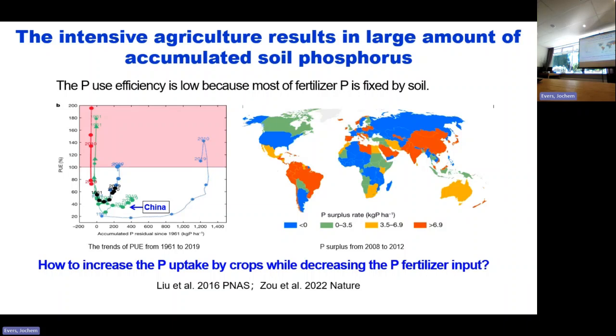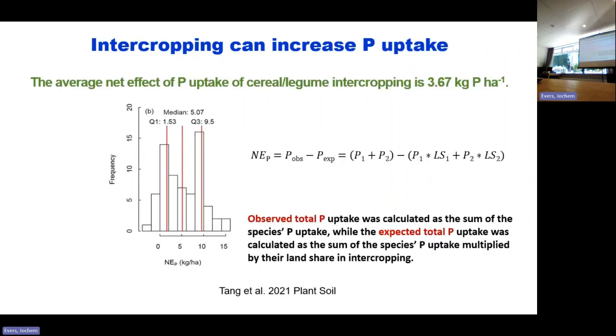Whether we can do that by intercropping. Previous studies, in this one meta-analysis, show that intercropping can increase the P uptake. The average net effect of P uptake of cereal-legume intercropping is 3.67 kilograms P per hectare. The net effect is calculated as the difference between the observed P uptake and the expected P uptake.